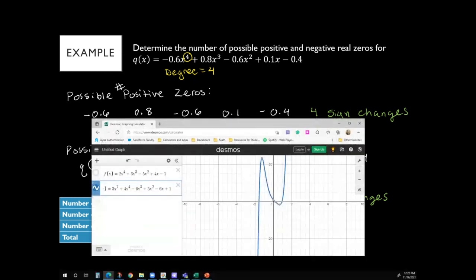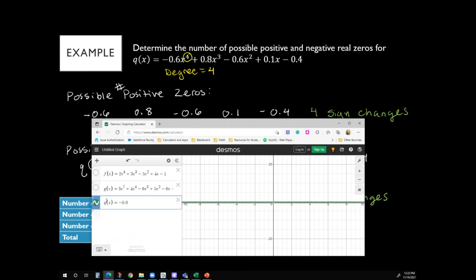So we can look at the graph to determine which one it is. So I've got q of x equals negative 0.6 x to the fourth plus 0.8 x cubed minus 0.6 x squared plus 0.1 x minus 0.4.